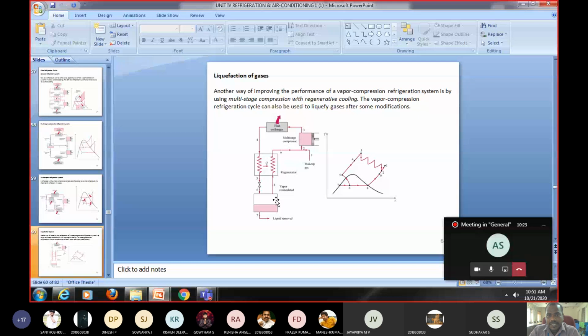Right. Another way of improving the performance of the vapor compression refrigeration system is by using multi-stage compression. With regenerative cooling, the vapor compression refrigeration cycle can also be used to liquefy gases after some modifications. So we can get this kind of TS diagram for the liquefaction of gases. This is also possible with the use of a regenerator.